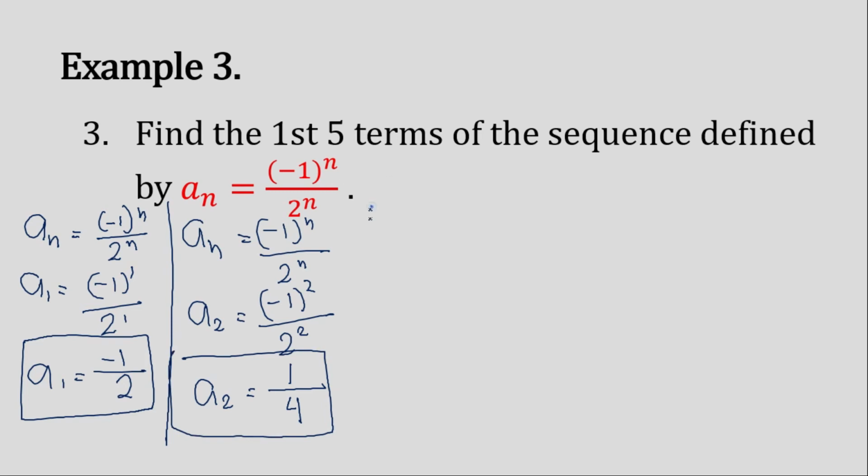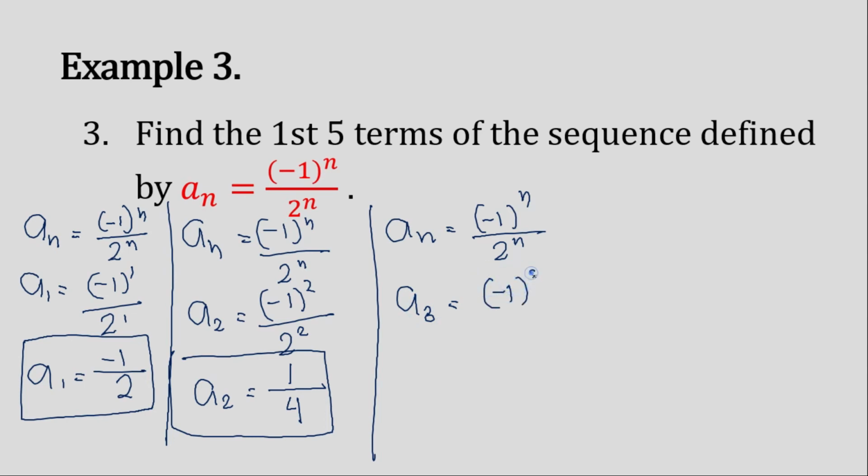Now let's go to the third term. The third term, again, let's just copy the formula first. Negative 1 raised to n over 2 raised to n. A sub 3 is equal to negative 1 raised to 3 over 2 raised to 3. So a sub 3 is equal to negative 1 raised to 3, which is the same as negative 1 times negative 1, that is positive 1, and multiply again by negative 1. So that is negative 1 all over 2 raised to 3 is 8. So negative 1/8.